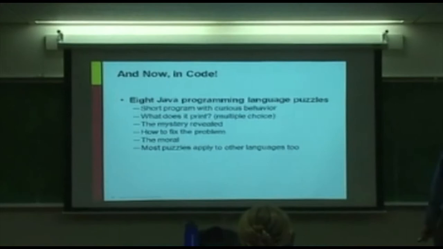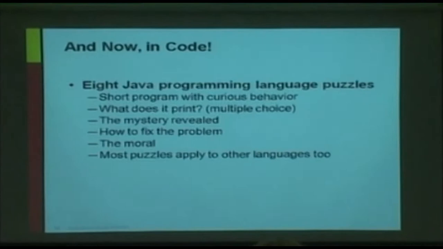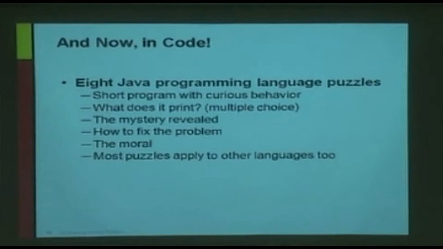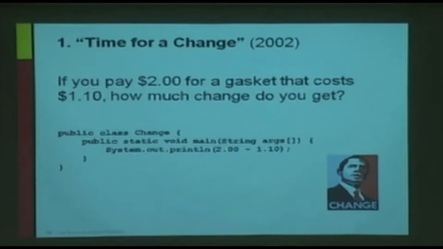But I understand that we live in a polyglot universe and many people program as much in, you know, Perl or Python or whatever. I don't know why I said Perl, that's kind of old too, but maybe Python, Haskell, whatever your favorite language is, as they do Java, and some of these apply to all languages. So without further ado, the first one, time for a change. And this one is like a brain teaser, but it's not a very hard brain teaser.